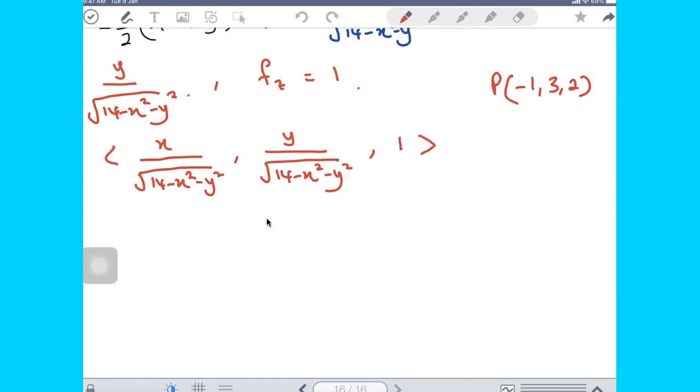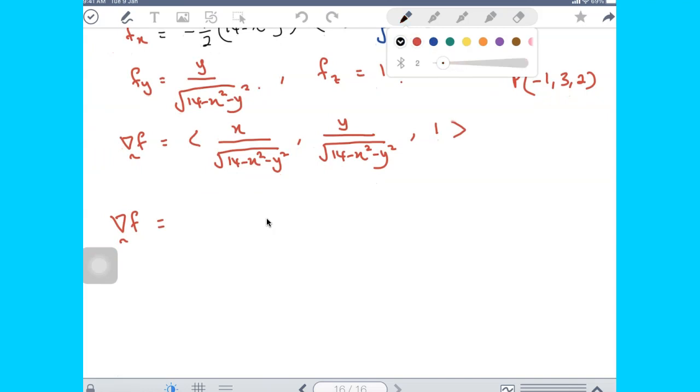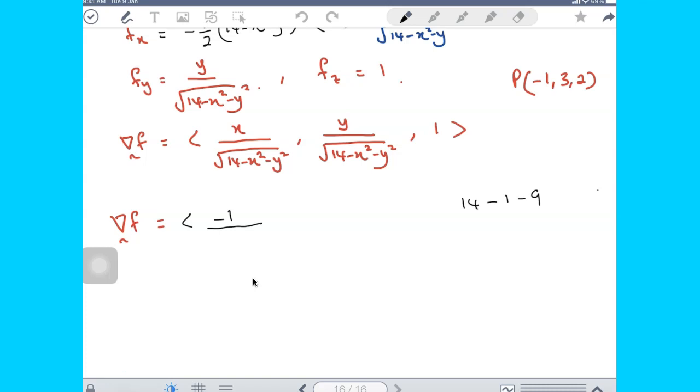Okay, so when we evaluate that, we will get -1 over square root of 14 minus 1 minus 9. So we will get 4, square root 4, right? So we have 2 in this one: -1 over 2, 3 over 2, and 1. Okay, so that is our gradient f.